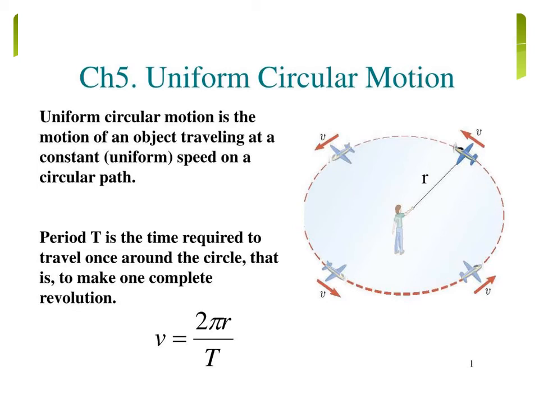Next, when an object is moving with a constant speed along a circular path, the velocity changes. The velocity changes due to the change in direction. So it is an accelerated motion.